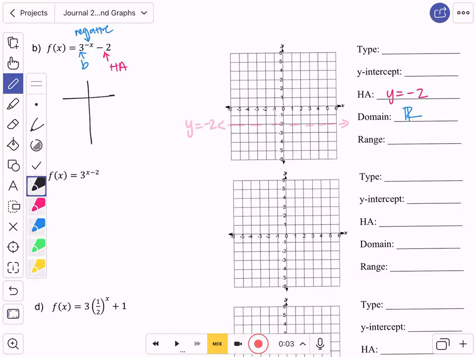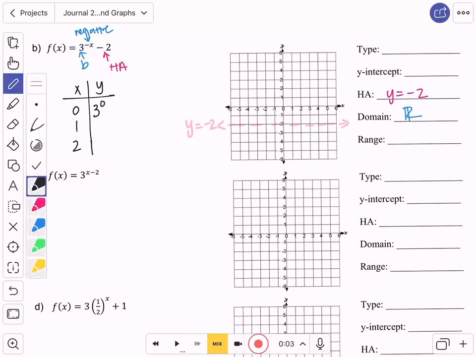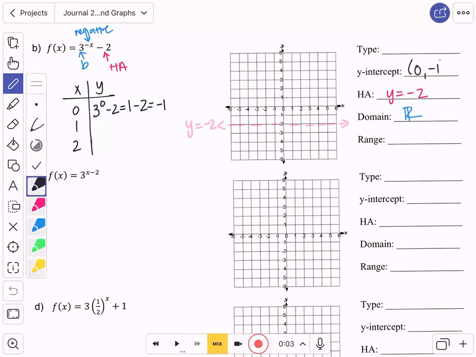So remember, try to pick 3 points and always use 0 so you can find that y-intercept. So I'll just pick 0, 1, and 2. It's not going to matter too much. So if I plug in 0, this is going to be 3 to the -0, so that's just going to end up being a 0, and then a -2. So 3 to the 0 power is just 1, minus 2 is going to be -1. So make sure you follow order of operations. But it looks like when x is equal to 0, y is -1. So I know my y-intercept is (0, -1).